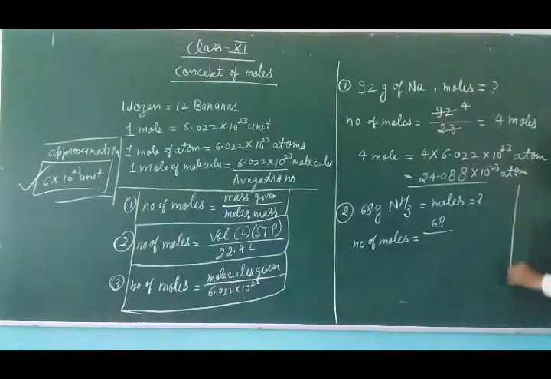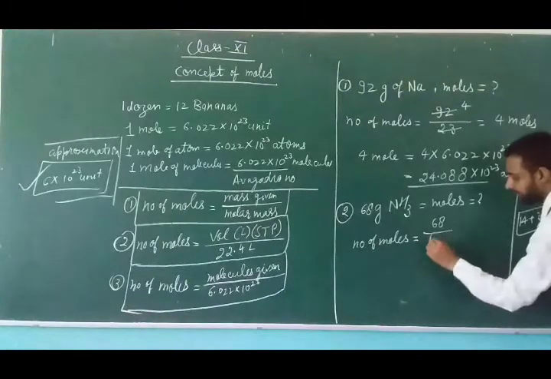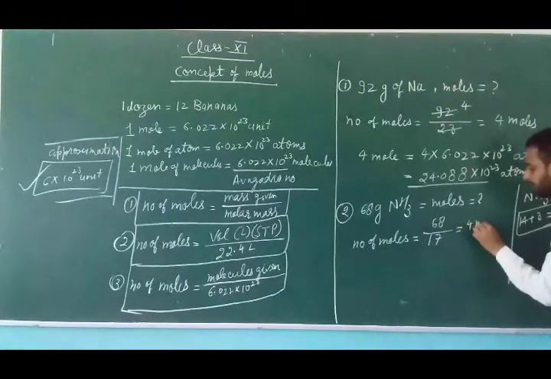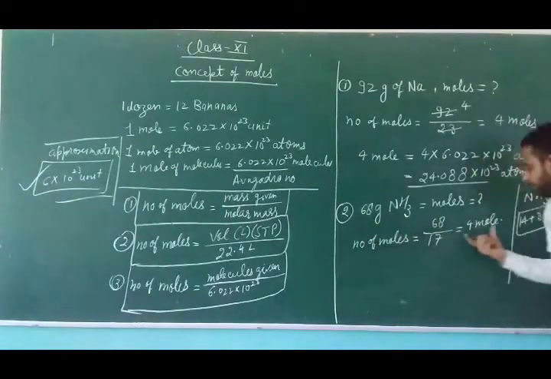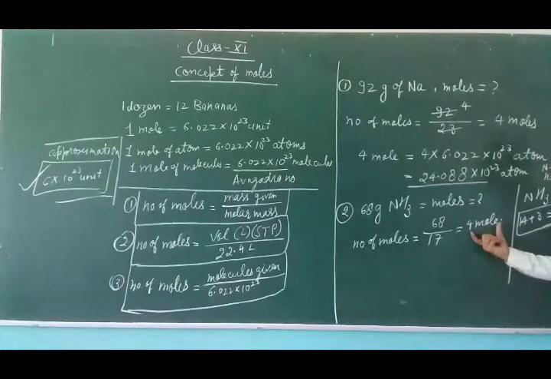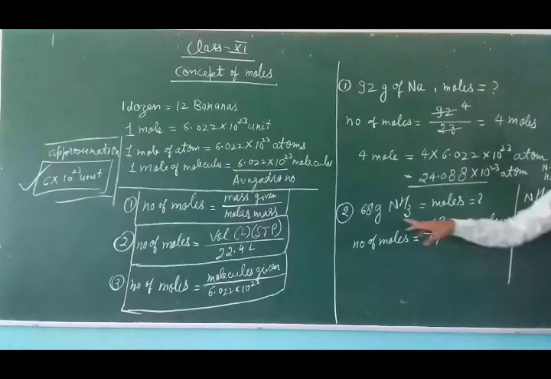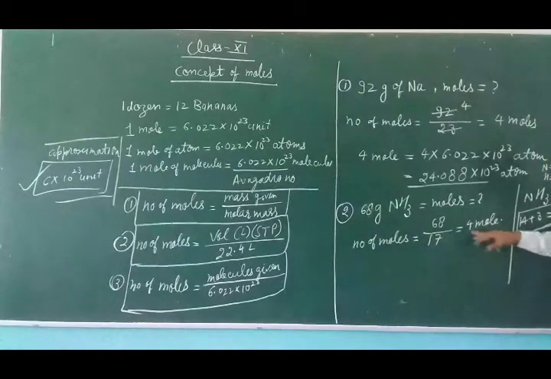Now we can calculate the molar mass like this: NH3. The mass of nitrogen is 14, and mass of hydrogen is 1. Here 3 hydrogen are present, that's why 14 plus 3 is equal to 17. So we can say that molar mass of ammonia is 17. 17 4s are 68. So we can say that in 68 gram of ammonia 4 moles are present, and similarly we can solve the number of atoms present in 68 gram of ammonia or 4 moles of ammonia.